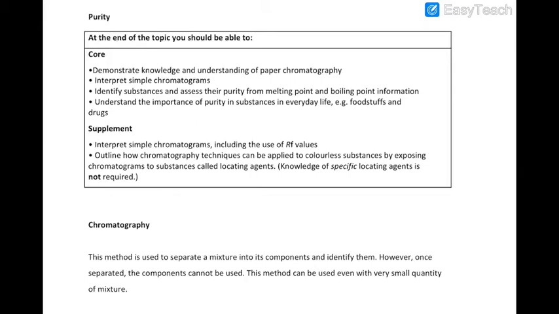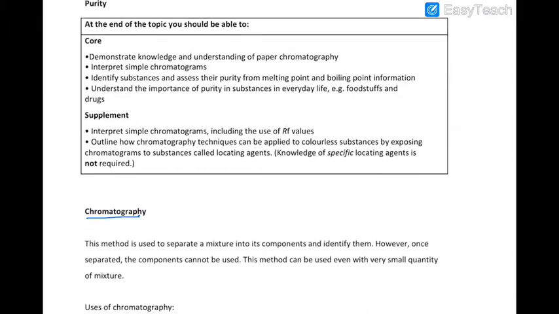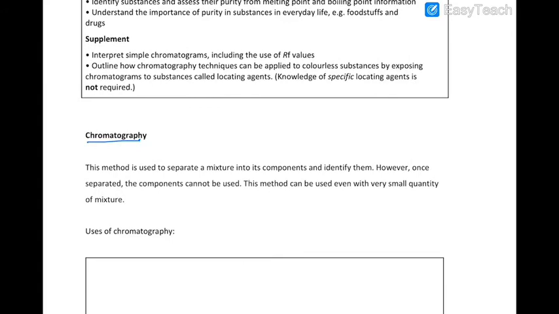Hi everyone, let's look at chromatography as a method to know about the purity of substances. So chromatography is a method that is used to separate a mixture into its components and to be able to identify the components. However, unlike other methods, like for example, let's say we're doing filtration.